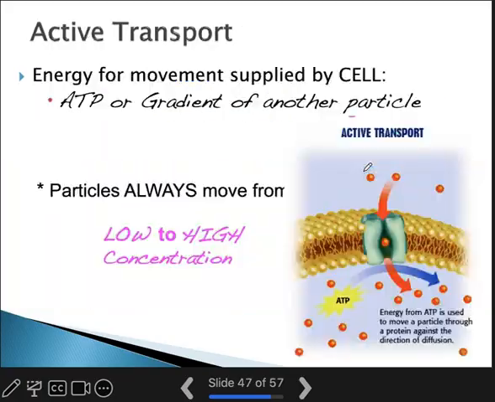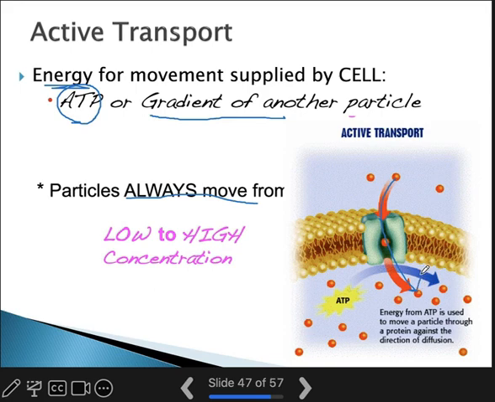Okay. So again, with active transport, we're going to be utilizing energy. And there are two primary sources of energy. It's either going to be energy in the form of ATP, like we just saw, or energy in the gradient of another molecule. So we can use a concentration gradient of another molecule to allow the movement of a molecule that we're intending. So in all active transport, we're going to see that particles will be moving up a concentration gradient, from an area of low concentration to an area of high concentration.